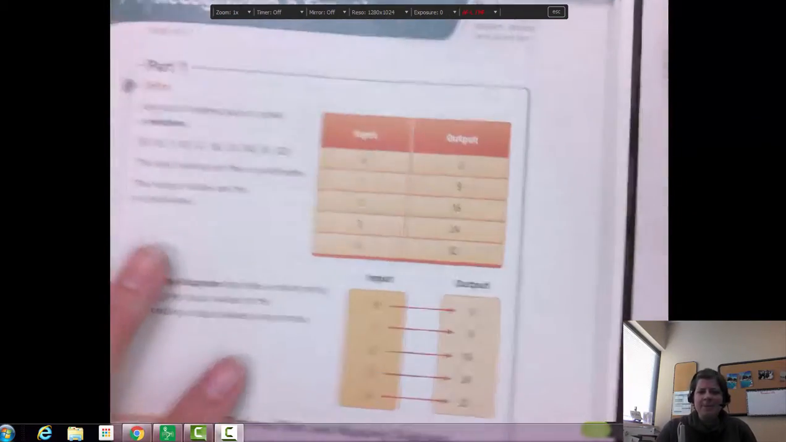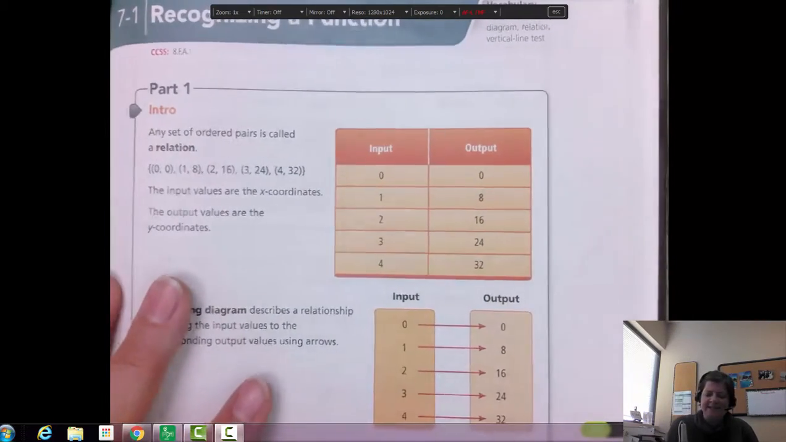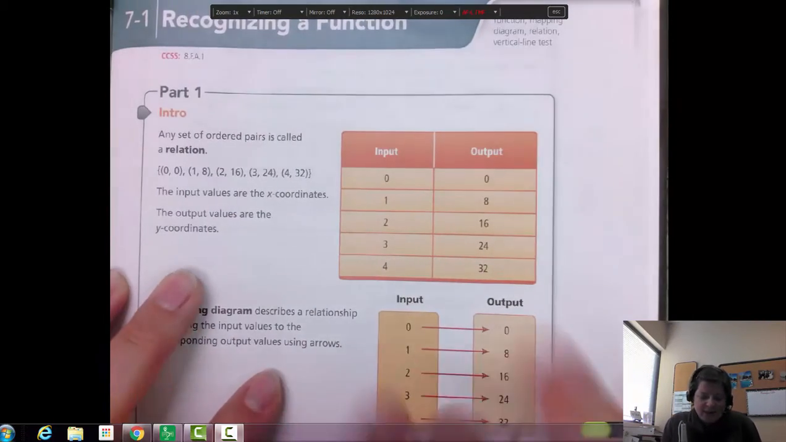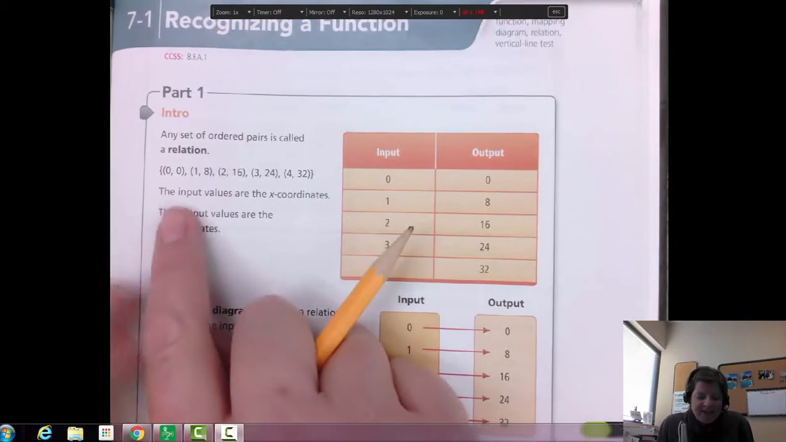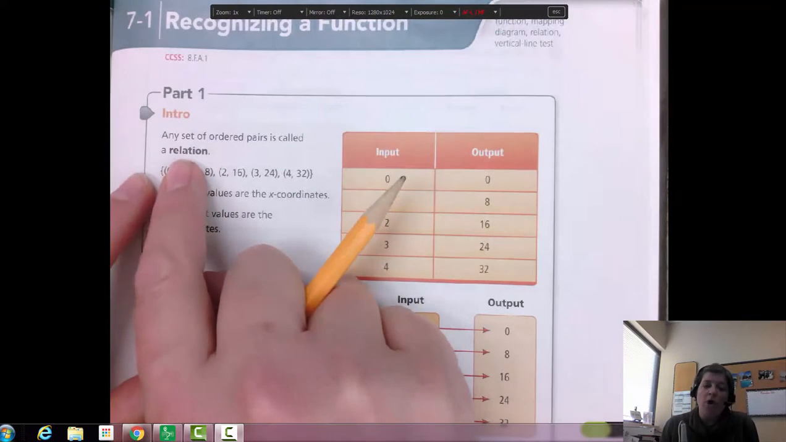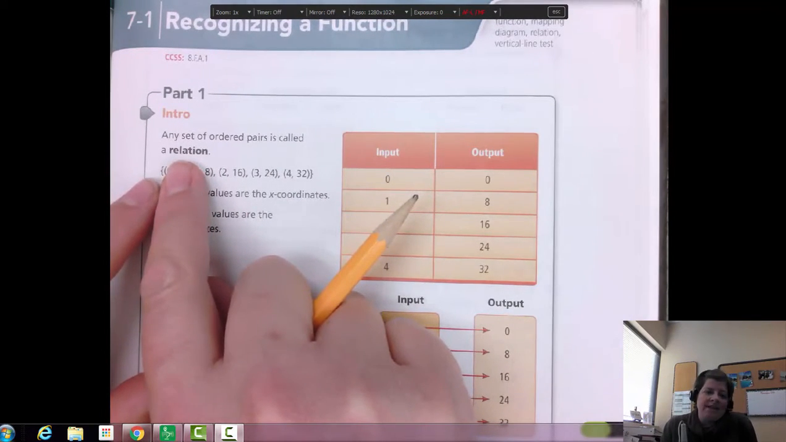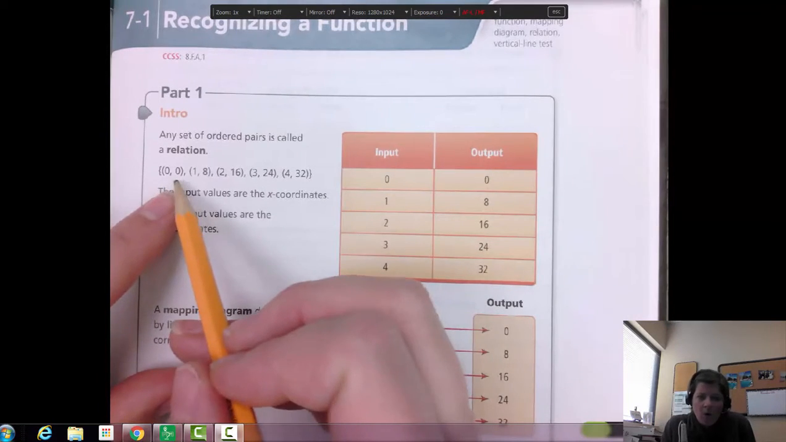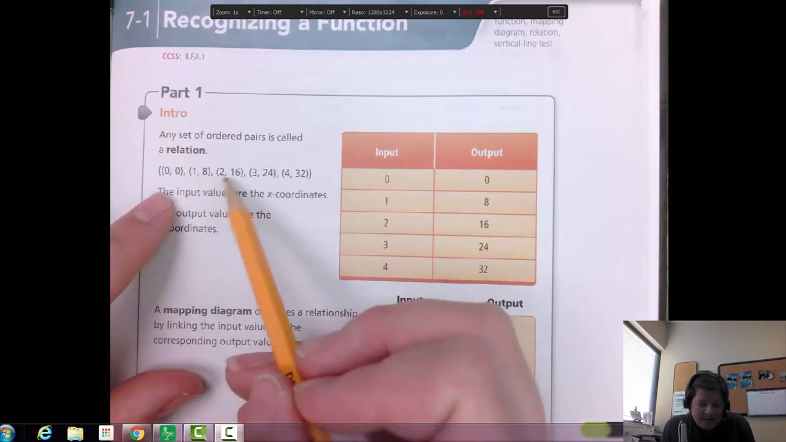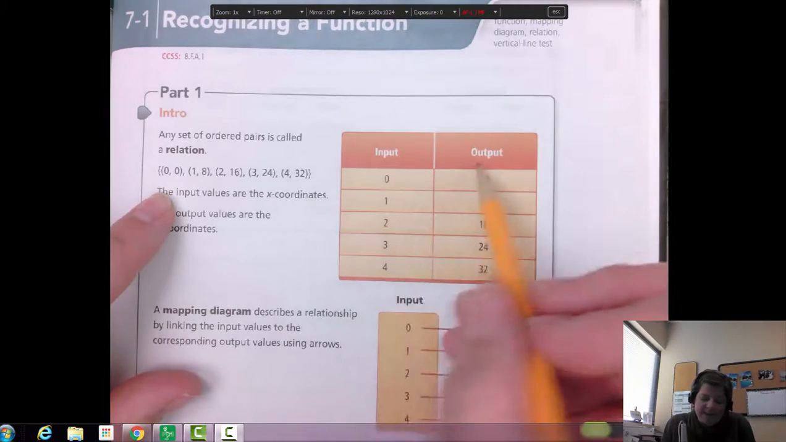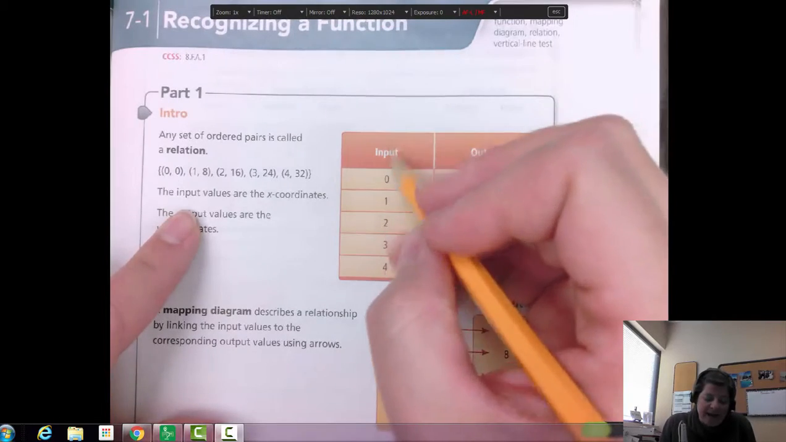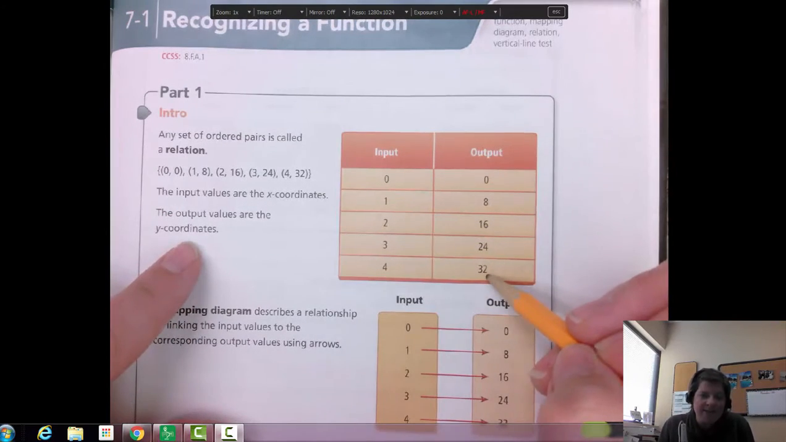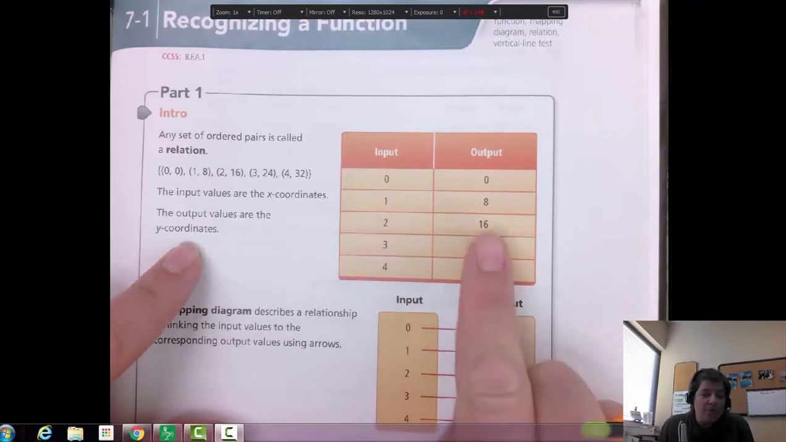So I'm going to bring in the book. And you may be watching this for 7th grade accelerated and it's a different section, but it's the same idea. So recognizing a function, this is the 8th grade textbook. Look what they give us. They say any set of ordered pairs is called a relation. So a relationship or a point or whatever you want to call it, those are points on my graph, or points, I can put them in input, output. So the input are always my x values, the output are y's. They're called domain and range.